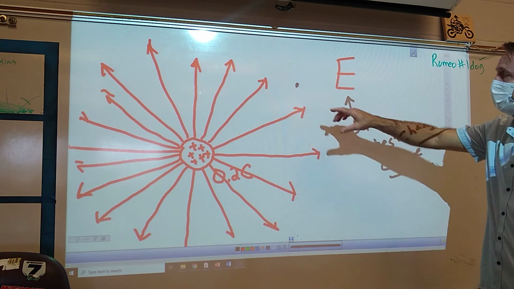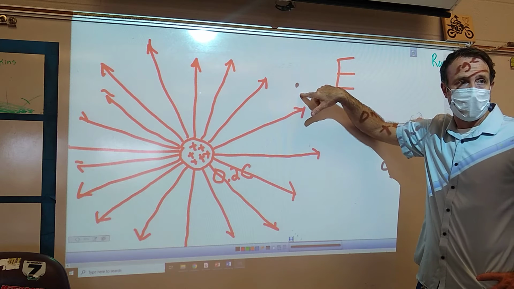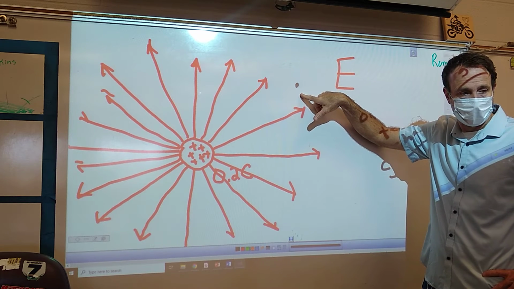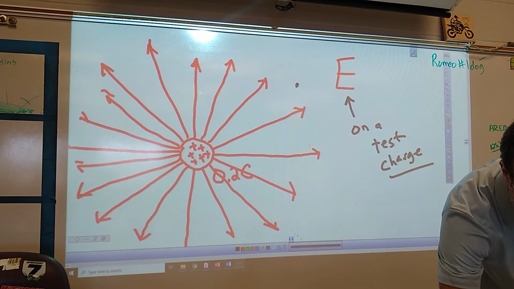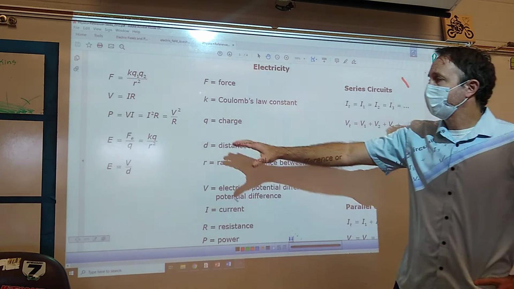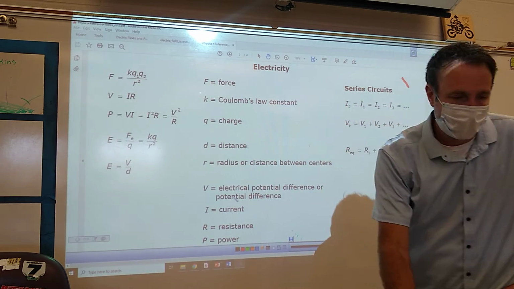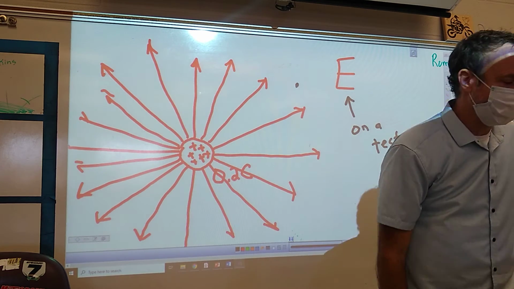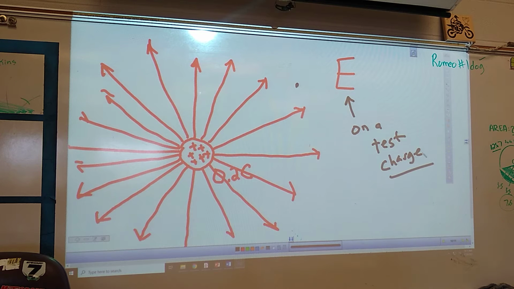E is equal to KQ over R squared, right? So if we look at our formula, E is equal to KQ over R squared. So this is the formula we will use. If this is an electron, which way would it move? Yeah, if it's an electron, it's going to be attracted. If it's a proton, it's going to move away. But the electric field intensity for each of these will be the same.